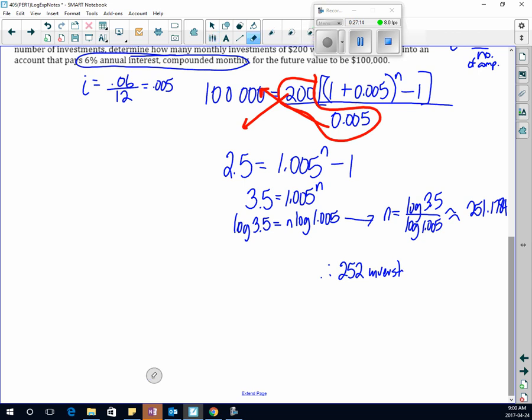They would give you a little bit of leeway. I would say when you calculate it, give the 3 decimals there, but then when you state it, they would accept either 251 or 252 monthly investments. There you go.